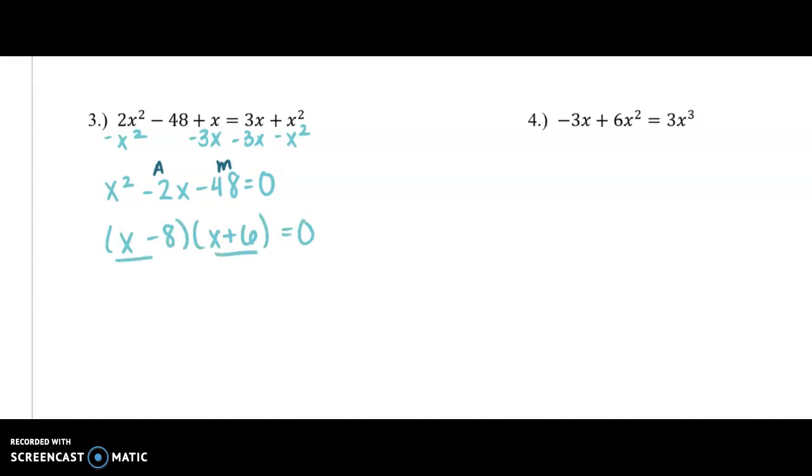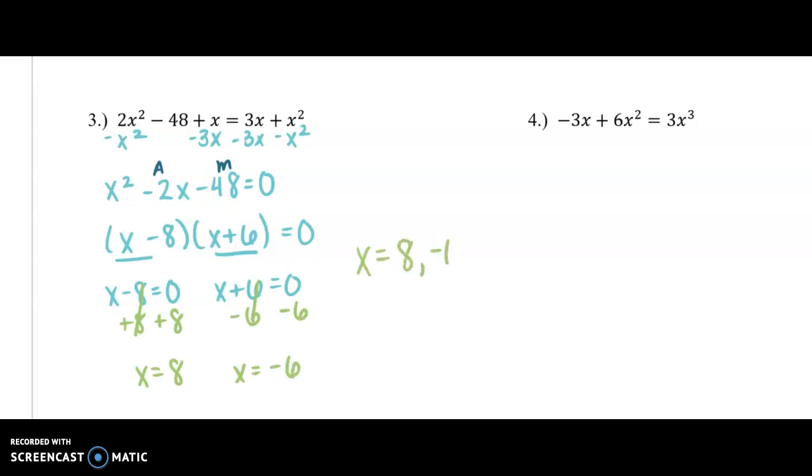Set both of those separately equal to 0. X minus 8 equal to 0. X plus 6 is equal to 0. And then solve for x. Add 8 to both sides, so x is equal to 8. Subtract 6 from both sides, or x is equal to negative 6. So my solutions, 8 or negative 6. Either one of those would work.